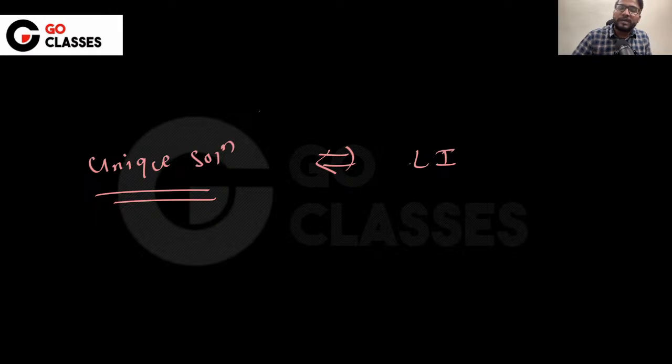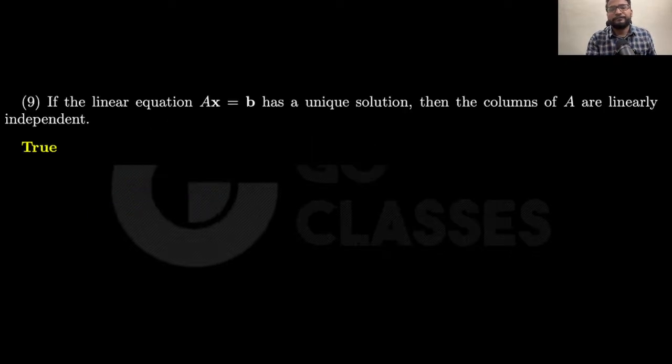मतलब अगर कॉलम्स linearly independent है और सॉल्यूशन भी है, ओके, तो वो एक ही तरीके से रिप्रेजेंट कर सकते हैं, और एक ही तरीके से कर रहे हैं मतलब वो लीनियर इंडिपेंडेंट ही होंगे, राइट? कूल.